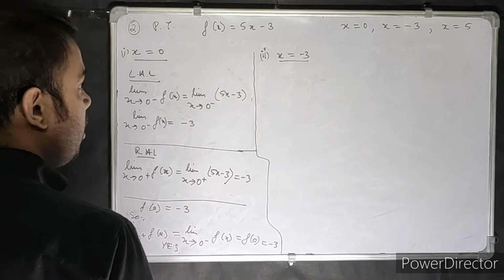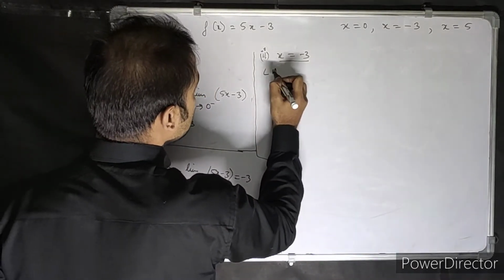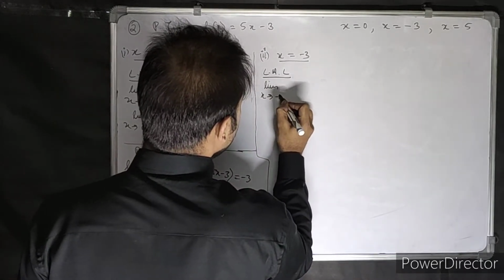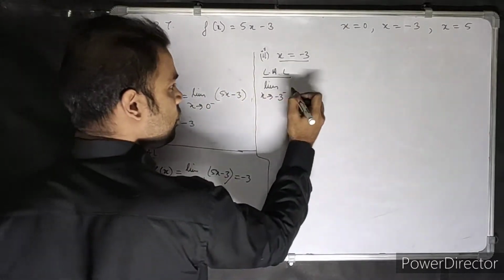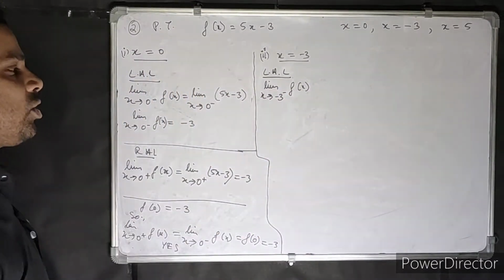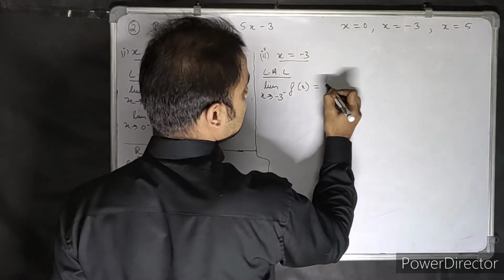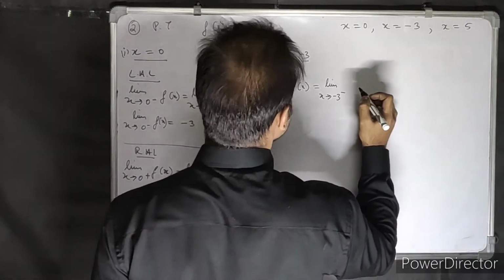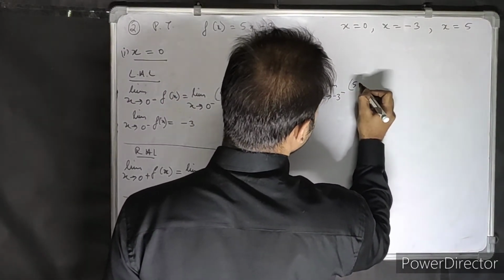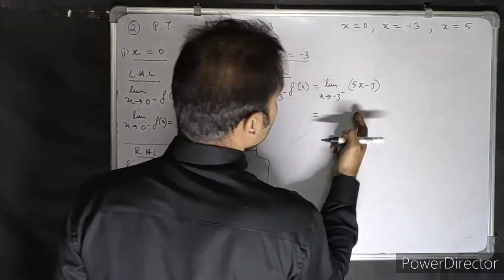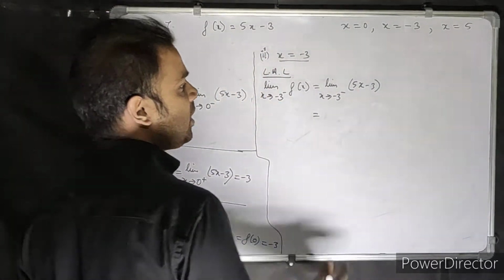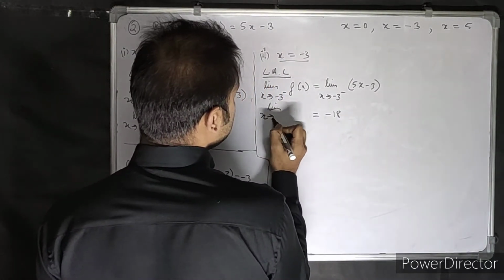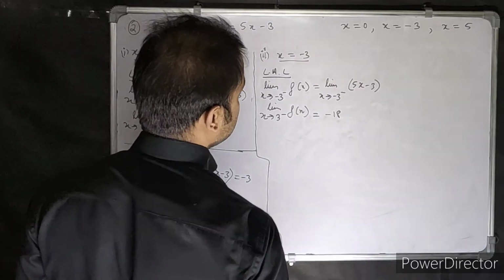Okay, what I am saying, approaching minus 3. So LHL, the left hand limit of x tends to minus 3, approaching from the left hand side. Understood? This minus 3 is minus 3 only, and that power is approaching from the left hand side, is equal to limit of x tends to minus 3 approaching from the left hand side of 5x minus 3. When you put minus 3 over there, what happens? Minus 15, 16, 17, 18. That is minus 18.